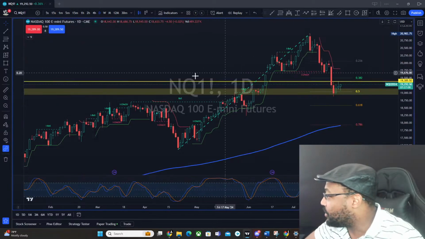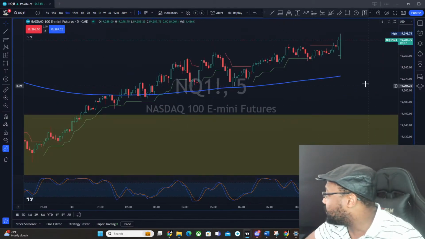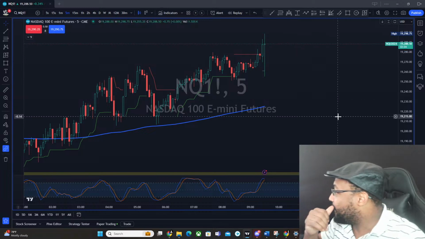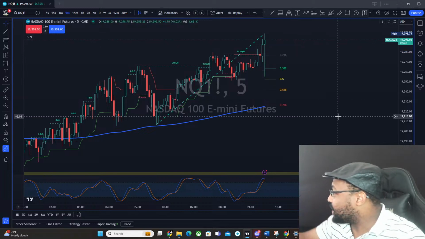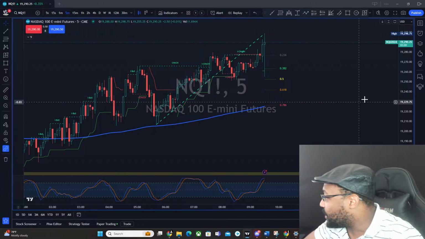And back over to NQ. Let's see the first 5 minutes. Let's see how this is looking. It looks like it wanted to dump, and then they just bought up all that dip.